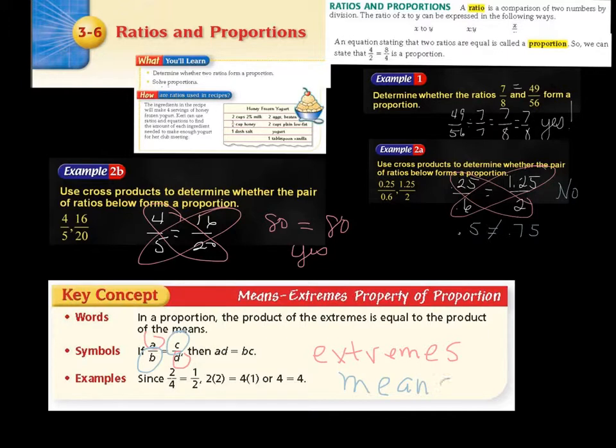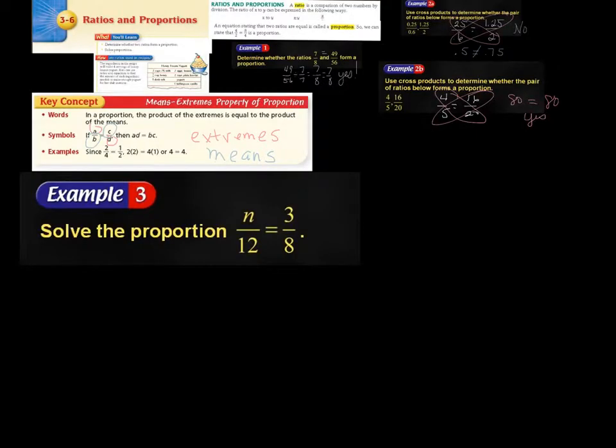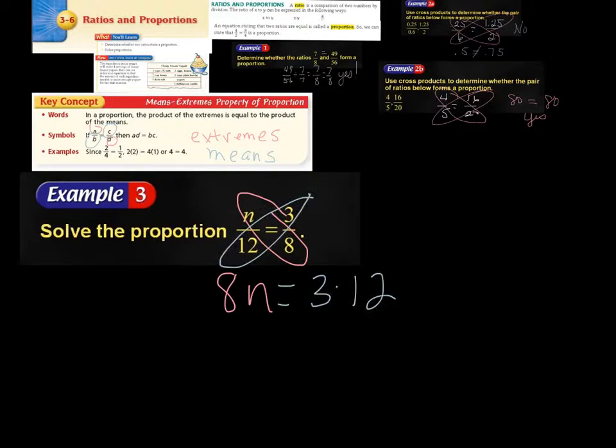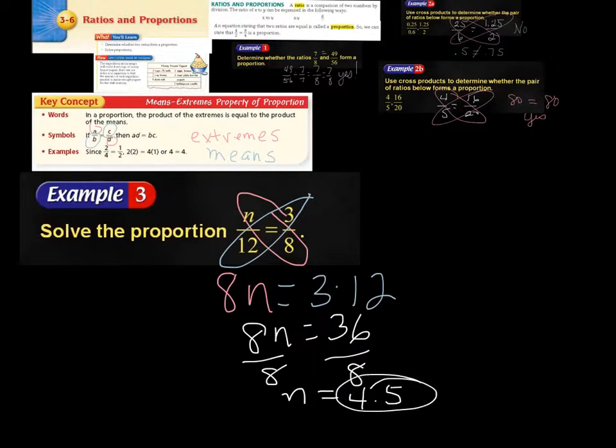Now I tend to just do numerator times denominator equals numerator times denominator, but the vocabulary comes up, so we should mention it. So to solve the proportion, we're going to have the product of the extremes, so 8n equals the product of the means, so 3 times 12. So 8n equals 36. Divide both sides by 8. And it doesn't come out as an integer, but n equals 4.5. We can get decimals, it's okay.